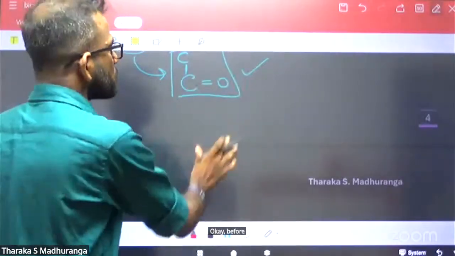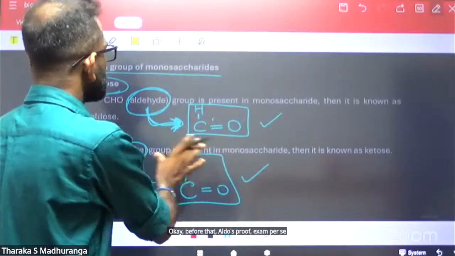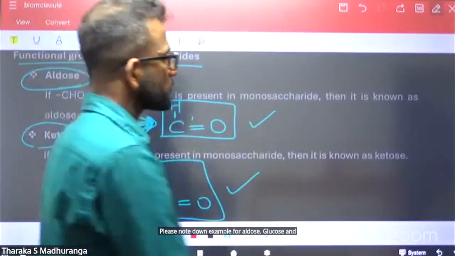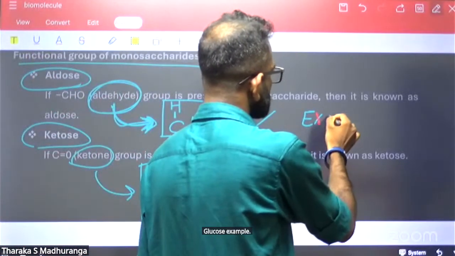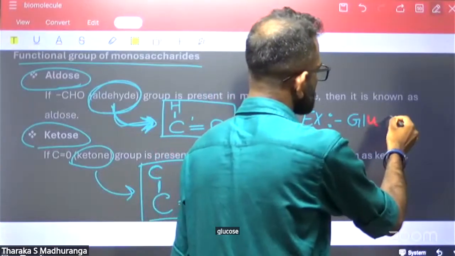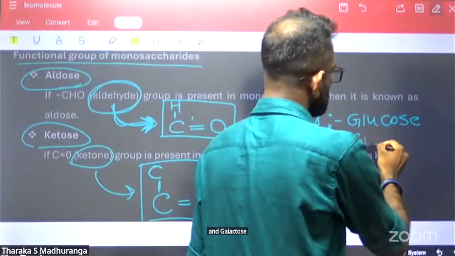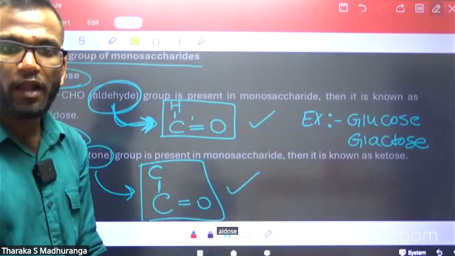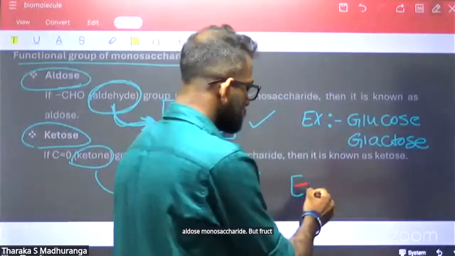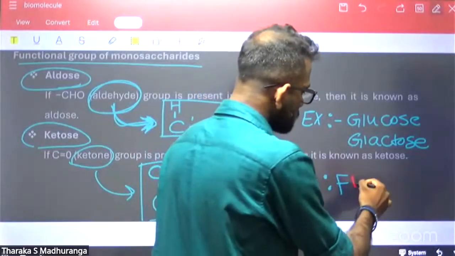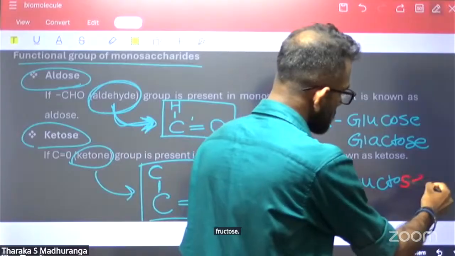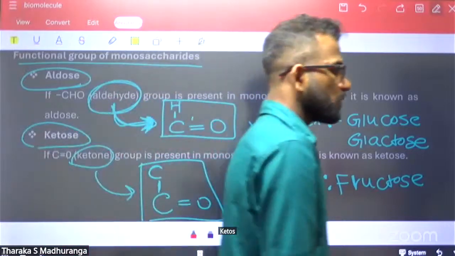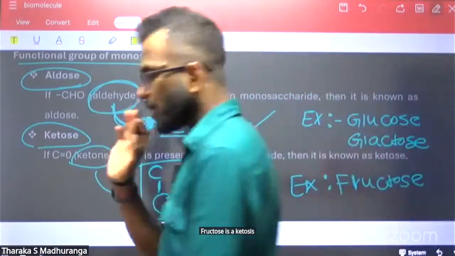Before that, please note down examples for aldose here: glucose and galactose. Glucose and galactose are aldose monosaccharides. But fructose is a ketose. Okay, come to the lesson.